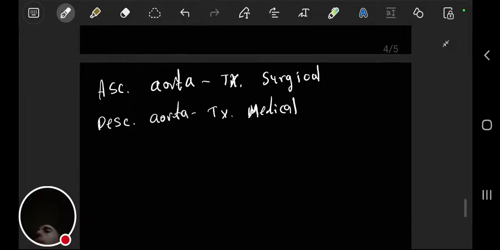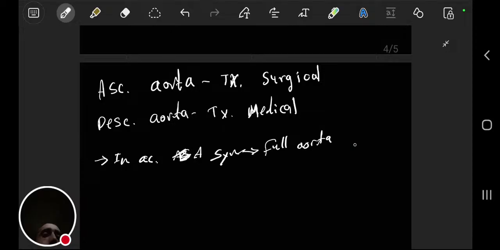Yet, you need to remember that when you have an acute aortic syndrome, don't forget that you need full aorta imaging. Obtain full aorta imaging to look for, for example, more lesions that you missed, and maybe another lesion, even a rupture, and you missed it.